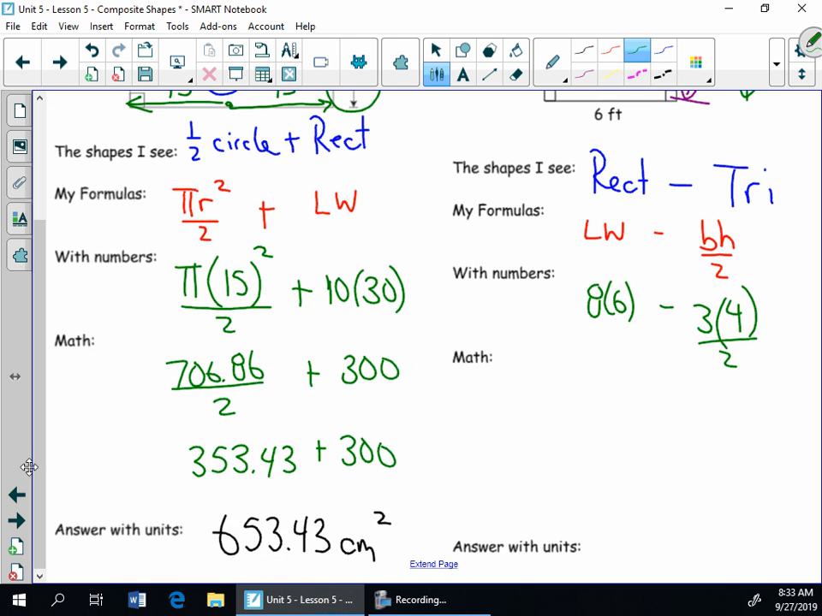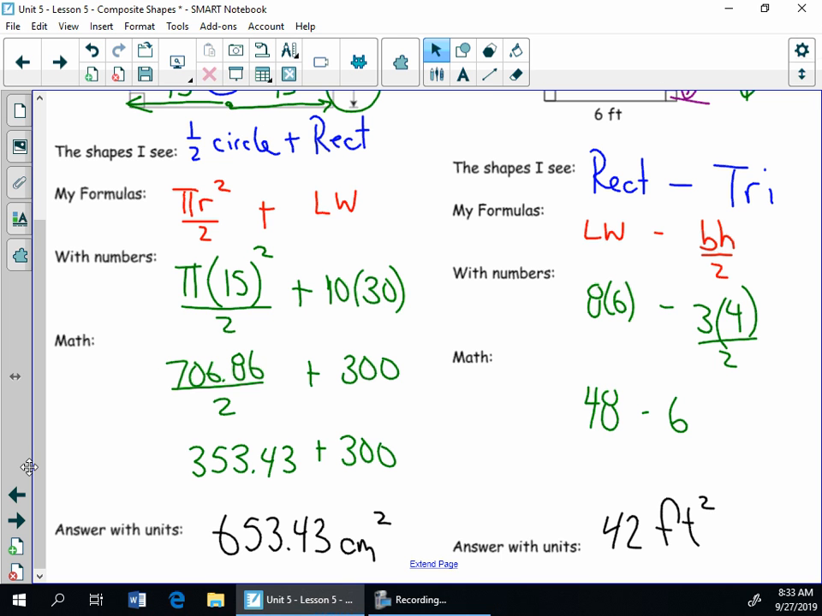Okay, 8 times 6, math-wise, that's 48, minus 3 times 4 is 12, divided by 2 makes 6. Do this one all at one time because it's pretty nice numbers. And we end up with 42, and we had feet squared. Okay. That's our answer for that one.